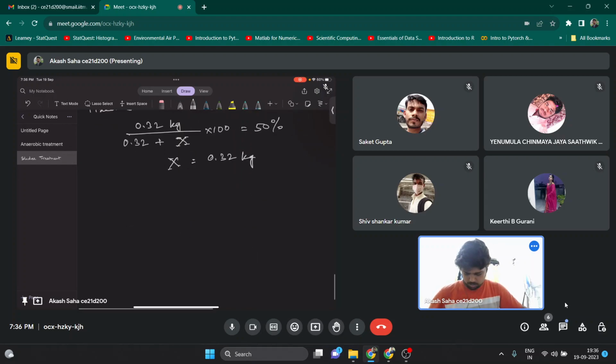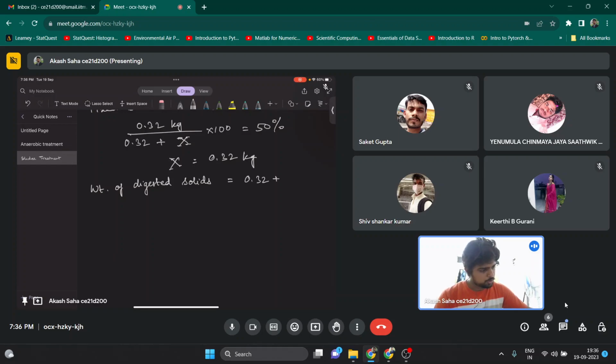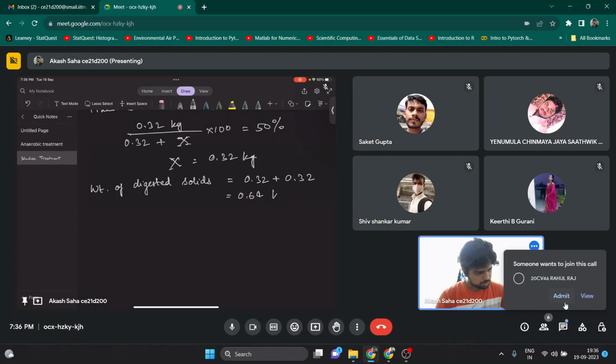Okay, so what will be the weight of digested solids? It will be 0.32 plus 0.32, equal to 0.64 kg.